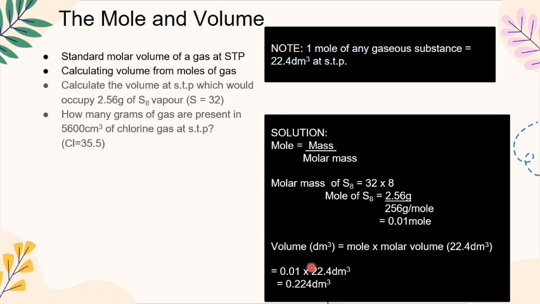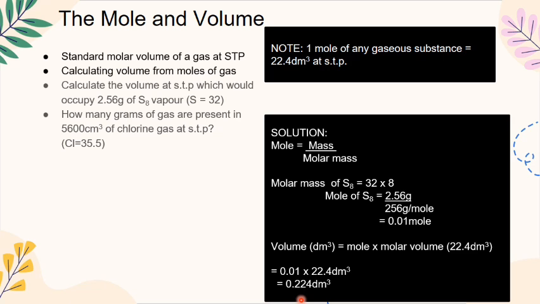So we can now go back to calculating the volume, since we already have our mole. Remember, they asked us to calculate volume, so volume in dm cube is equal to mole times molar volume. Remember, molar volume is 22.4 dm cube. So we have 0.01, which is our value for mole, times the molar volume, which is 22.4 dm cube, and you have this as your final answer.